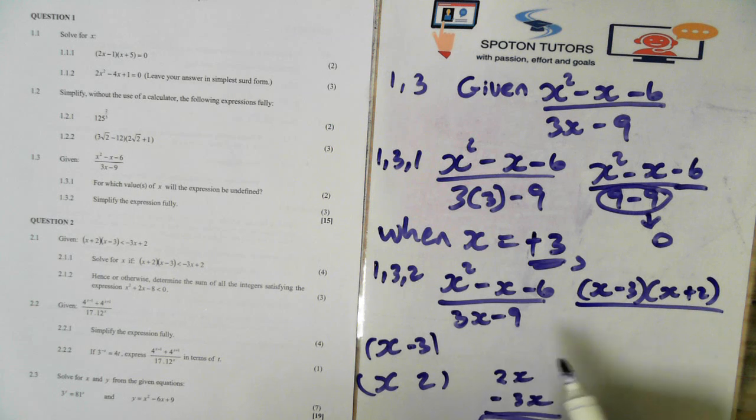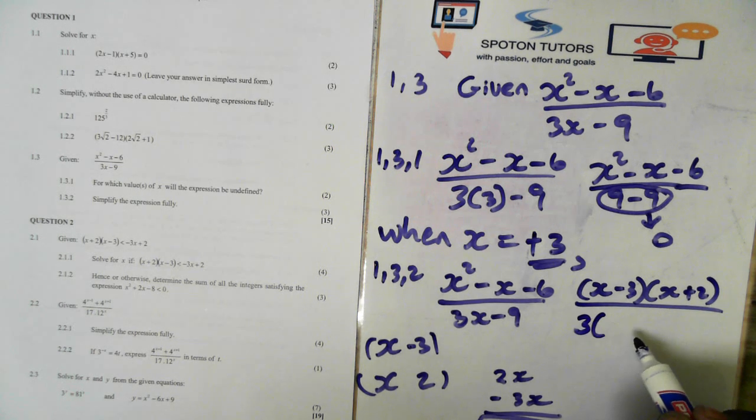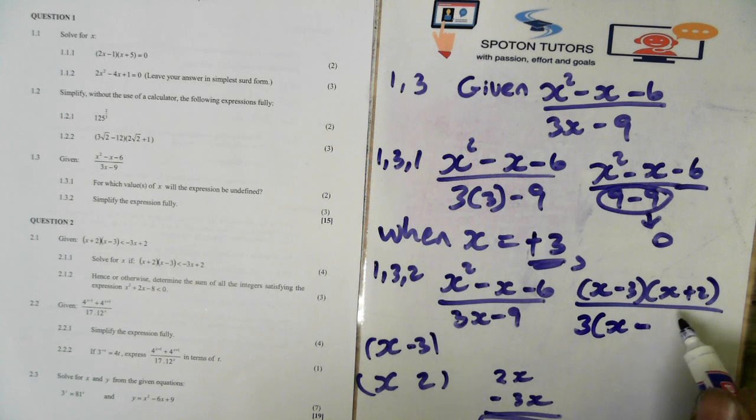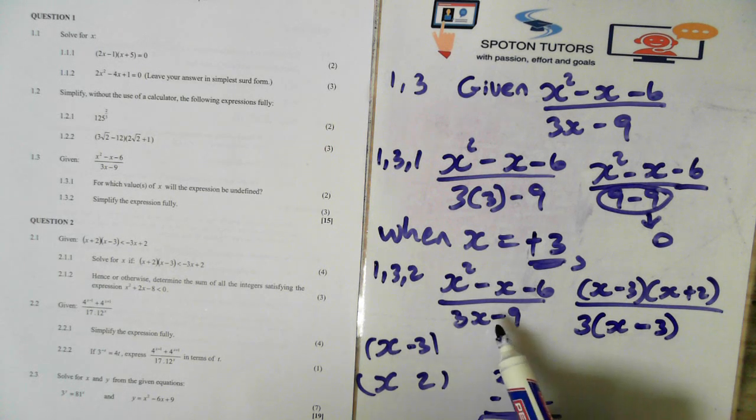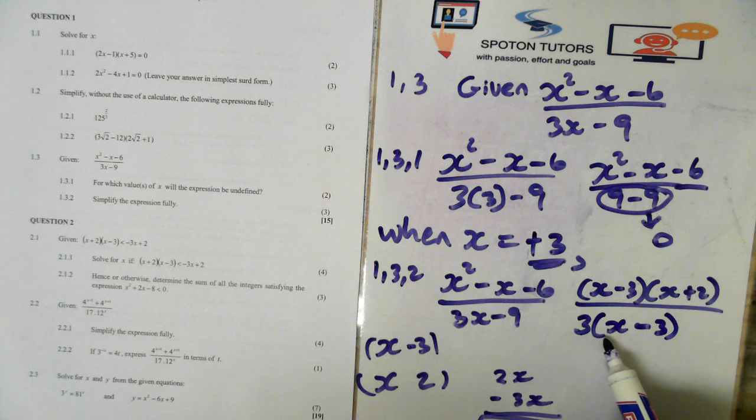The common factor is 3, yeah? So 3 is common. Take it out. What are you left with? You're left with x minus 3. 3 times x is 3x. 3 times negative 3 is negative 9. Did you manage to get denominators which are identical? Yes. Because of that, you are one step closer to your solution.